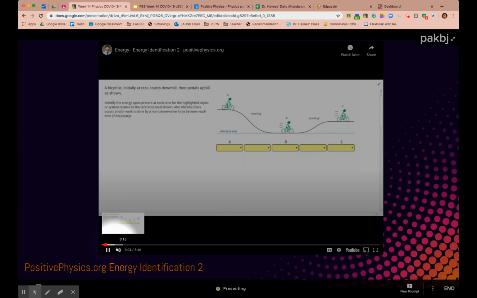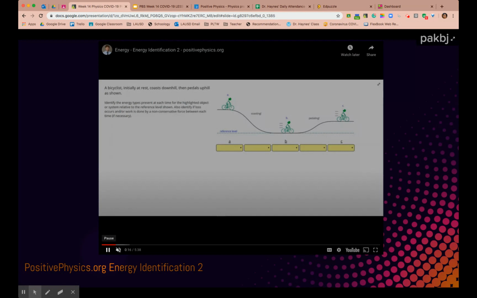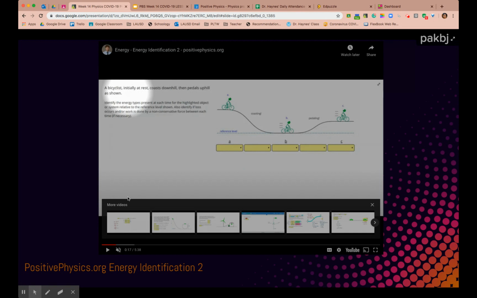Okay, so I have it on mute and I'm going to skip through, but here's the problem. So you have a bicyclist initially at rest, coasts downhill, then pedals uphill as shown. So this is the person. They're on a bicycle at the top of the hill. They coast down the hill, meaning they're not pedaling. Then at the bottom of the hill, you can see they're moving, and then they have to pedal to get up the hill. And then you see them moving again. So you have to say what energy is present at A, B, and C, but then you also have to say if there's any work being done or if there's any loss in between those points.